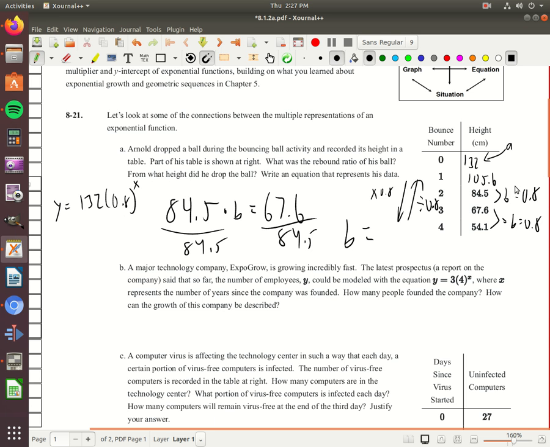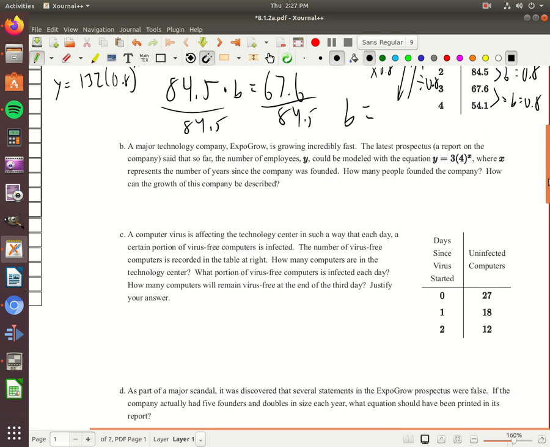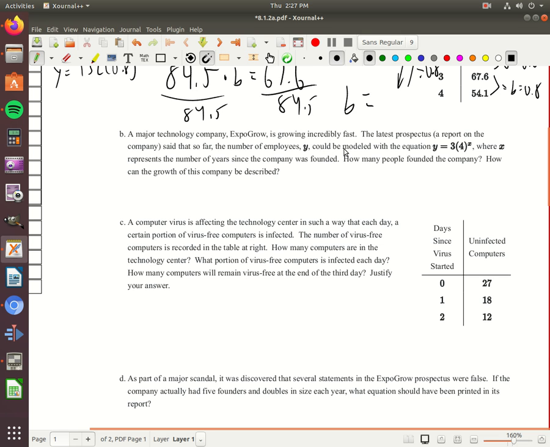On to B. A major technology company, Expo Grow, is growing incredibly fast. The latest prospectus, a report on the company, said that so far the number of employees y could be modeled with the equation 3 times 4 to the x, where x represents the number of years since the company was founded. How many people founded the company? Well, it starts at 3. So I would say at time 0, when the company began, it began with 3 people. So 3 founders.